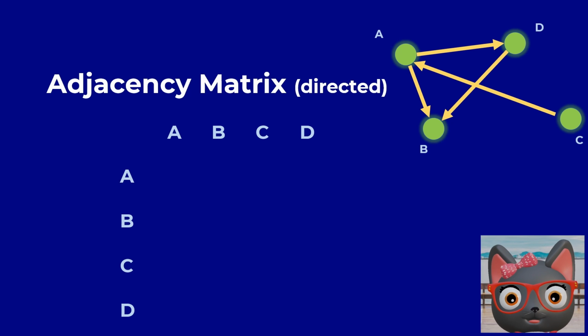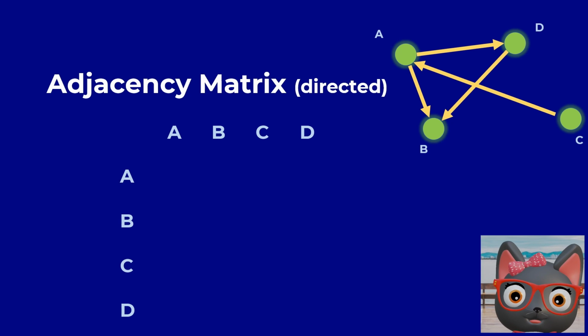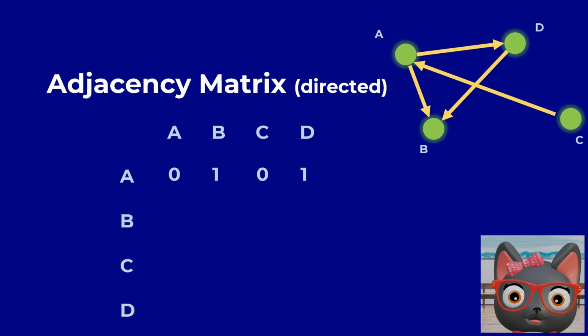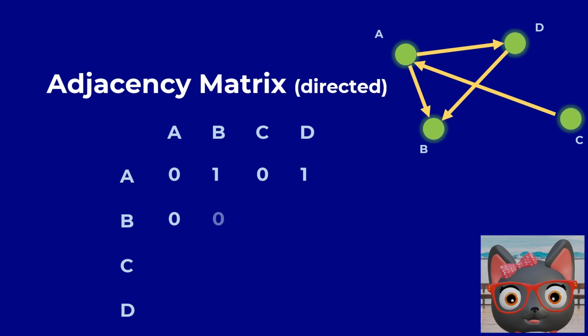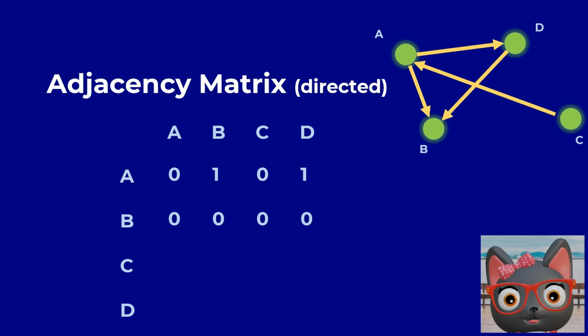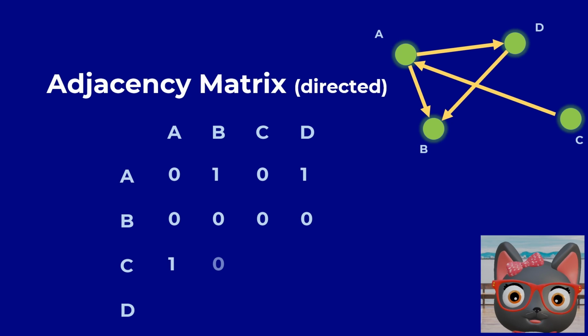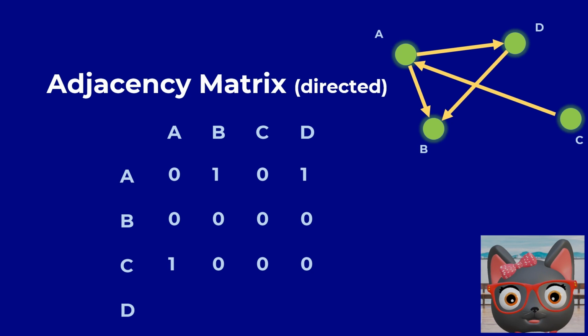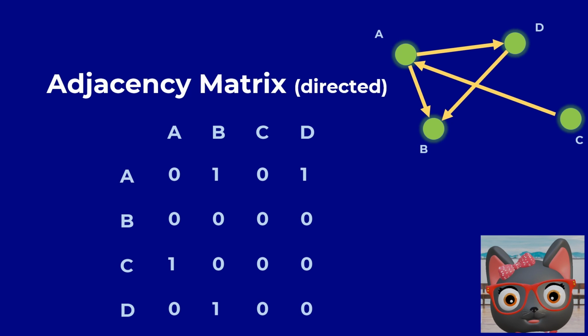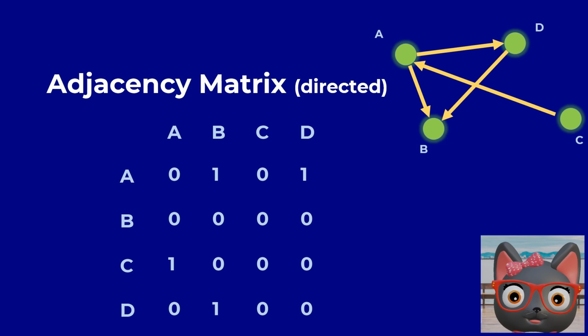Since A goes to B and D, in the first row we mark 0, 1, 0, 1. There's a 1 in the B and D columns. Similarly, in the next row we have all zeros since there are no outgoing edges from B. In the next row, we have 1, 0, 0, 0 to represent the edge from C to A. And in the final row, we have 0, 1, 0, 0 to represent the edge from D to B.